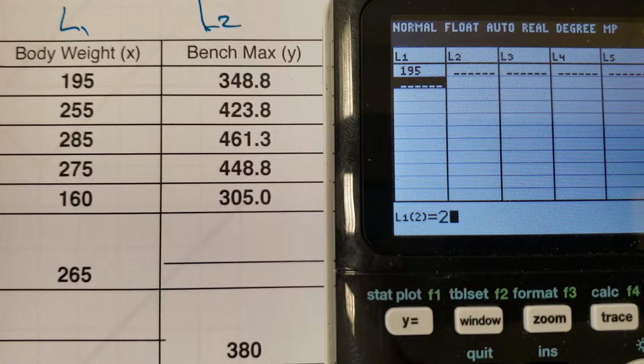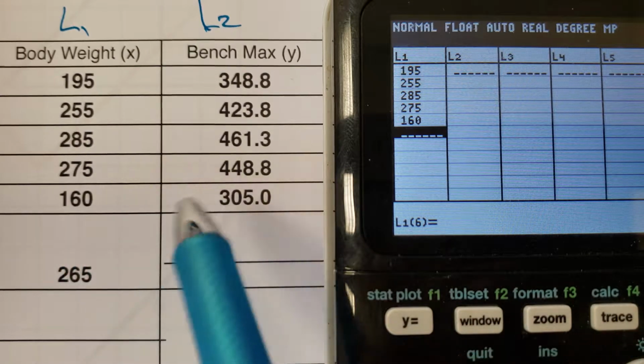195, send it. 255, send it. 285, send it. 275, in you go. 160. Stop. These are blank, so that's all we know so far.